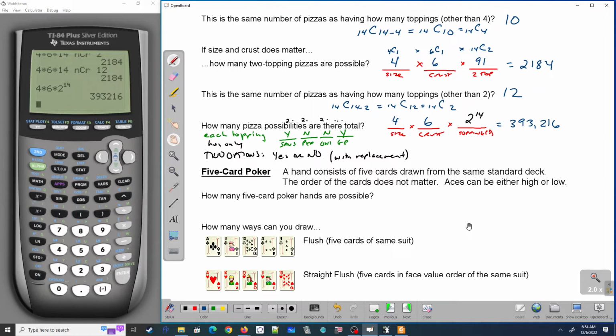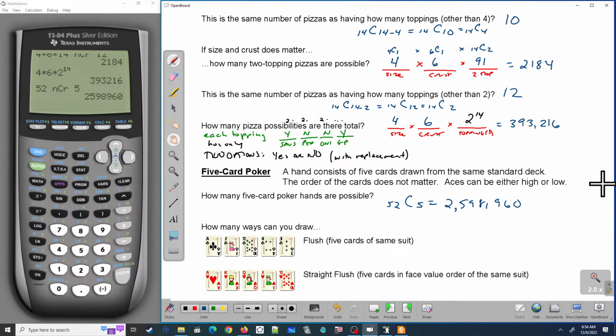And so when you start analyzing, if you only have 52 cards, and you're only taking 5 of them, and order does not matter, and you've got to have different cards for your hand, you're not going to have as many hands as you think. And for those that are professional players, they know that there's only this many combinations: 2,598,960 different possible 5-card poker hands.